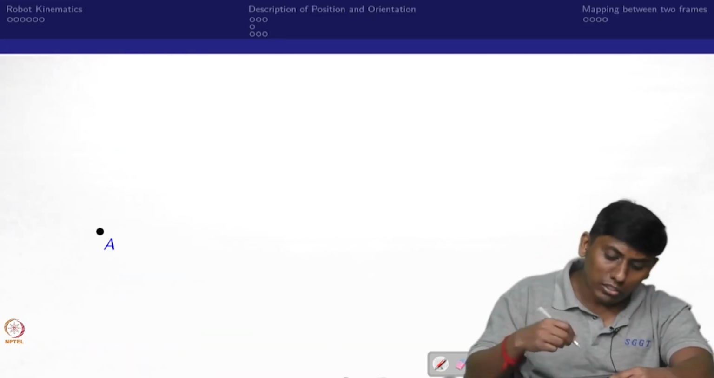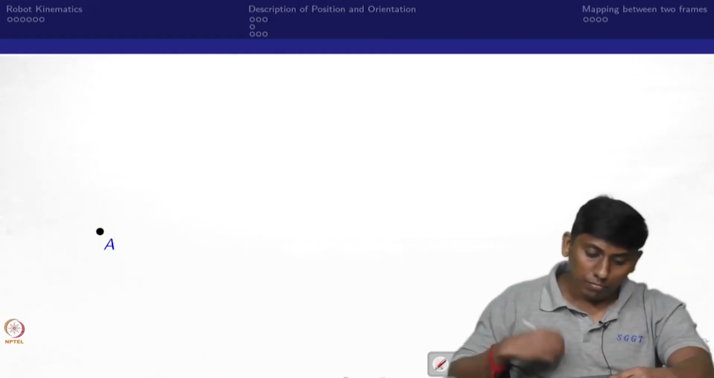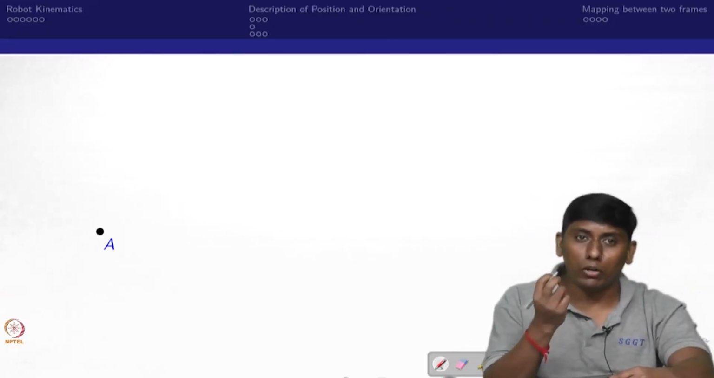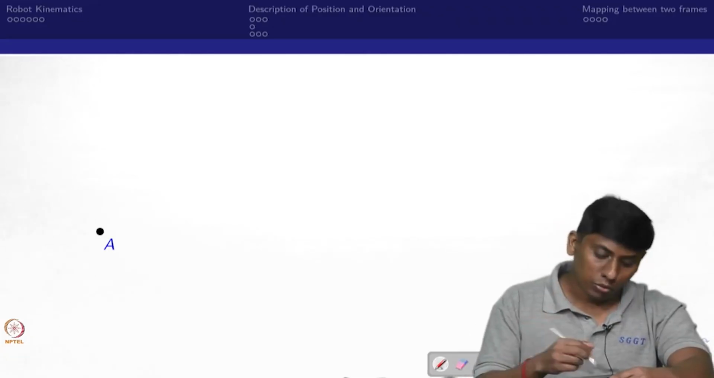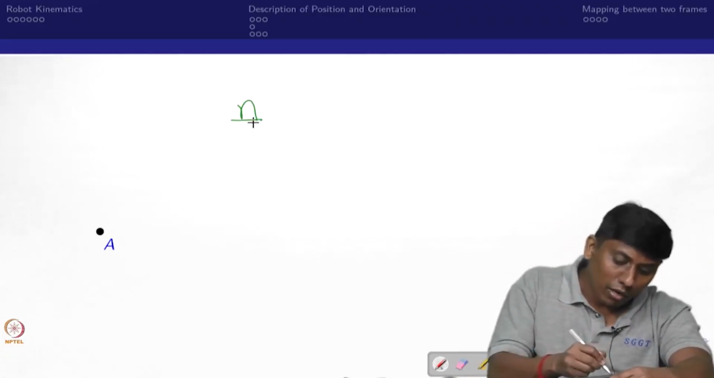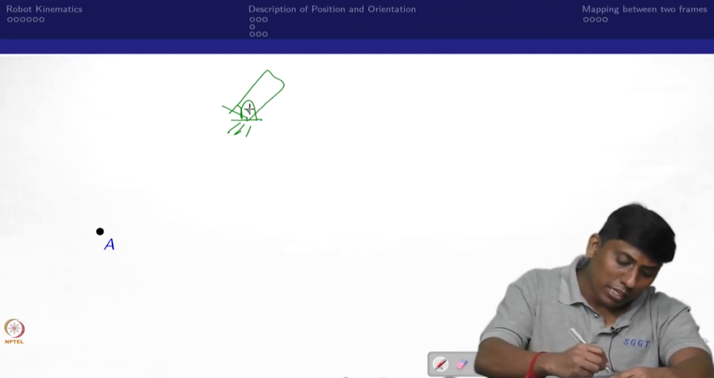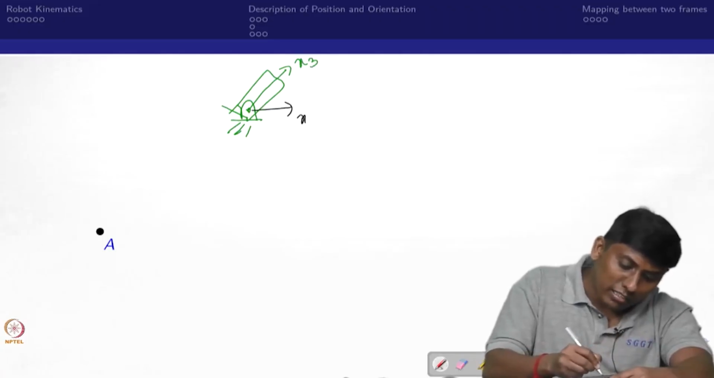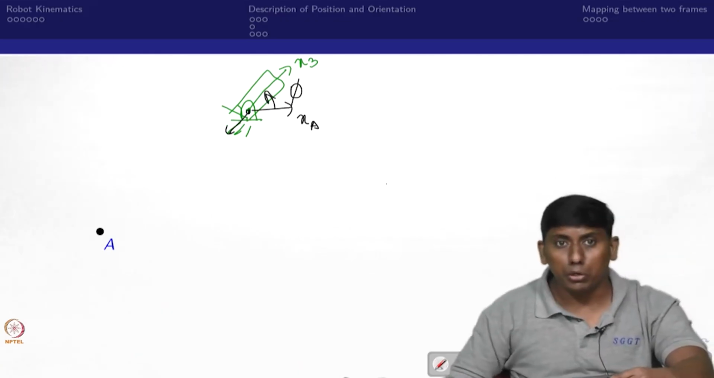Let us go to the next one, which is a little more complex: description of orientation. Description of orientation comes in when there is a body; if the position is a simple point, or a body which you consider as a point, it won't come. Now, there are two bodies. One body I consider as the ground, and another body is rotating. This body has xb as its frame and the ground has xa as its frame. Now I can see that this is oriented with respect to this axis by some angle.